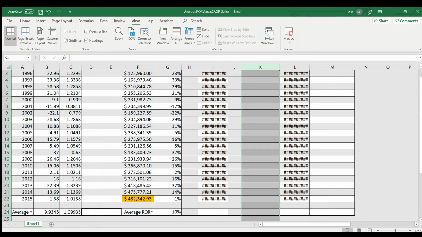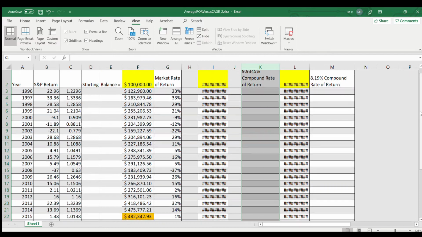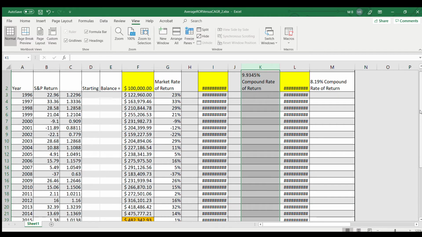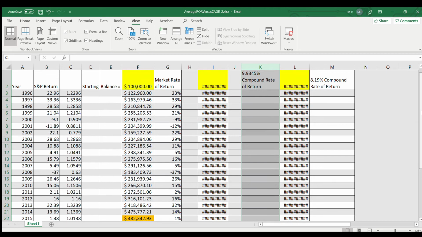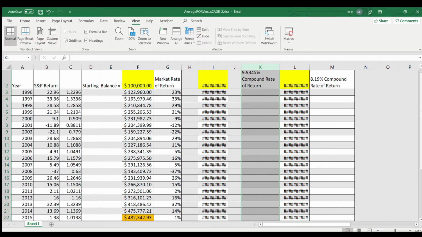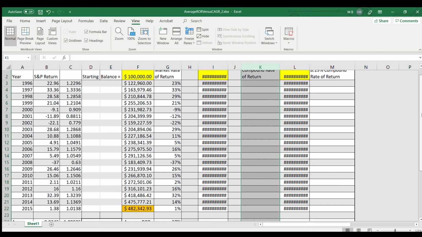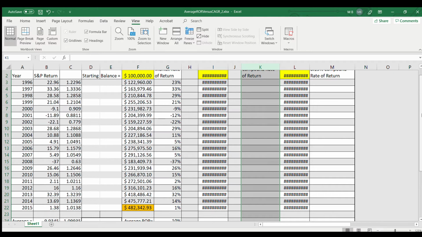Now, I am not an expert at Excel, so I apologize if this looks somewhat clumsy, but here's what I've done. On the left, you see the year. Right next to that, I put in the S&P's return taken from the Slick Charts information. I've assumed a starting balance, you can see it in yellow, of $100,000. Now you can see that the percentage is rounded, but the market rate of return is simply a rounded, percentage form of column B, which says S&P return. So 22.96 rounds to 23%, 33.36 rounds to 33, 28.58 rounds to 29, and so on down the chart.